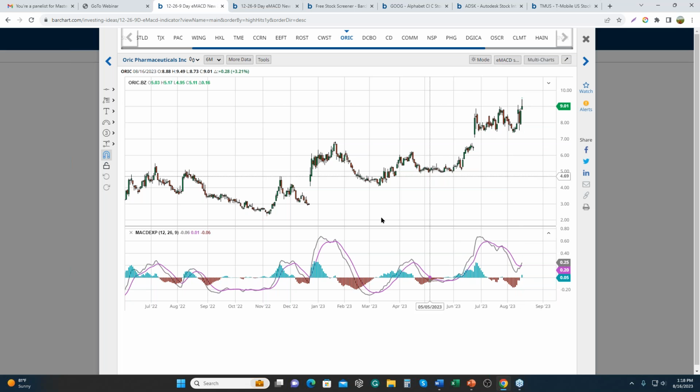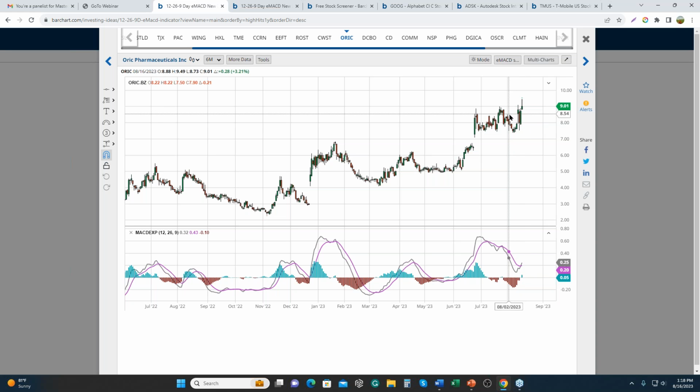And again, notice how our MACD crossovers are identifying these areas after an impulse where price just bases and consolidates, bases and consolidates, and shoots ahead. So again, another basing consolidation, and then now a breakout.